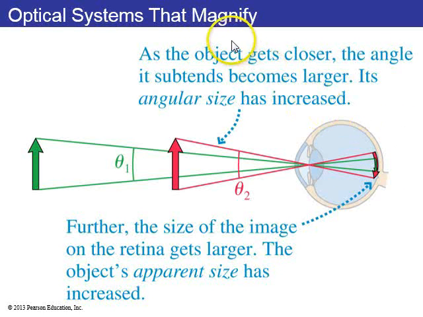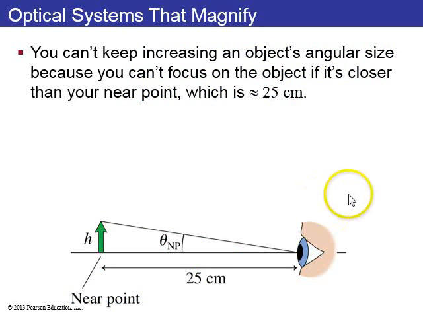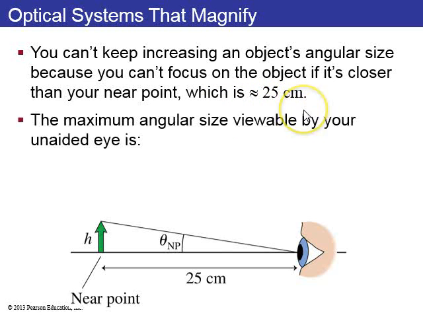So you can magnify things without any optics at all. Just put them closer and closer to your eye. So if you wanted to look at a cell or something, you could just place it right in front of your eyeball, right? No, you can't keep increasing an object's angular size because it's difficult to focus on objects if they're closer than about 25 centimeters. That's a very practical limit, isn't it? You just can't focus on something.